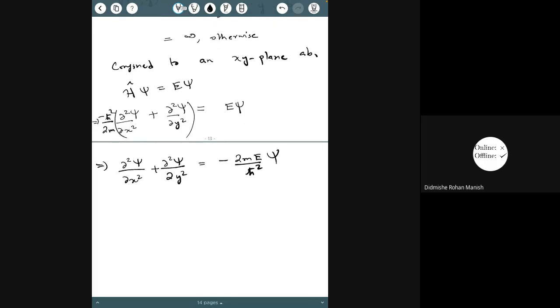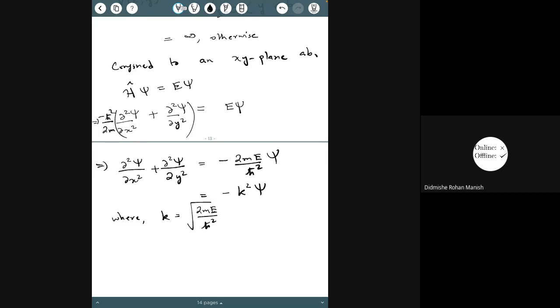Okay, so we proceed in the same way. Again, the energy is positive, because of the arguments given before. So I can write it as k squared psi, where k is equal to root of 2mE by h cross.